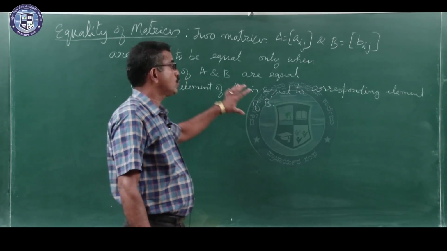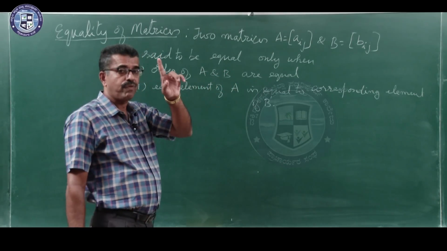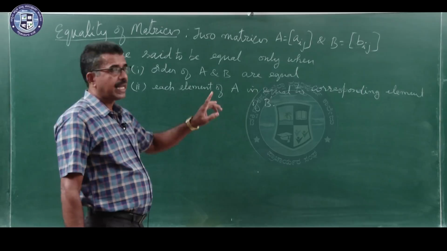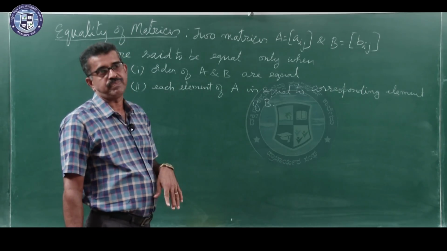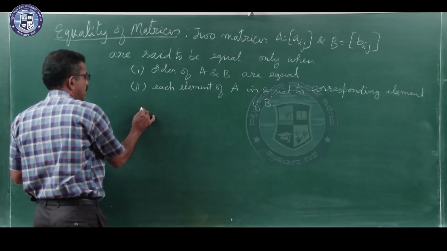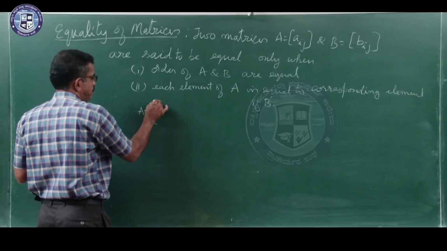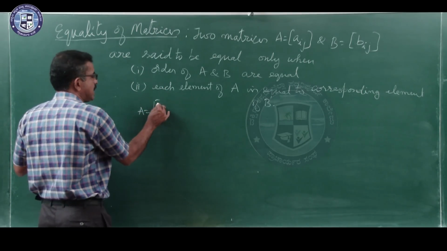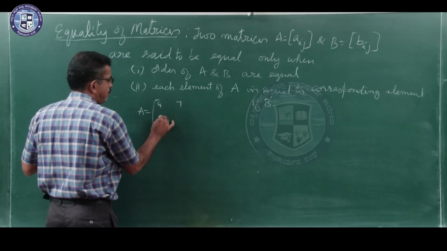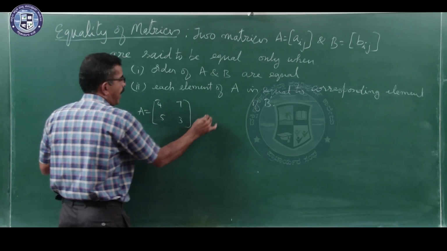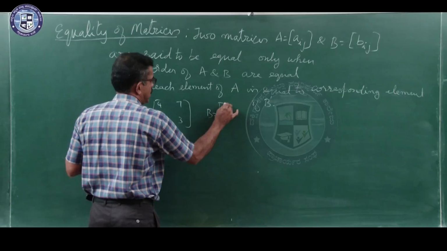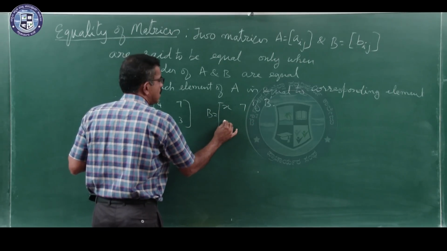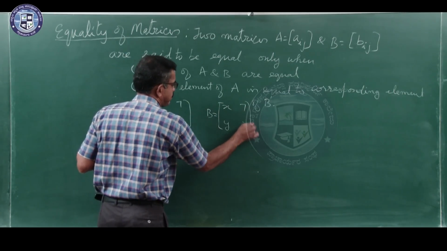What is the condition for two matrices to be equal? First of all, they should be of the same order. Second, the corresponding elements must be equal. So, I will give an example. Let me highlight one simple case: suppose A is equal to [4, 7; 5, 3], and B is equal to [x, 7; y, 3].